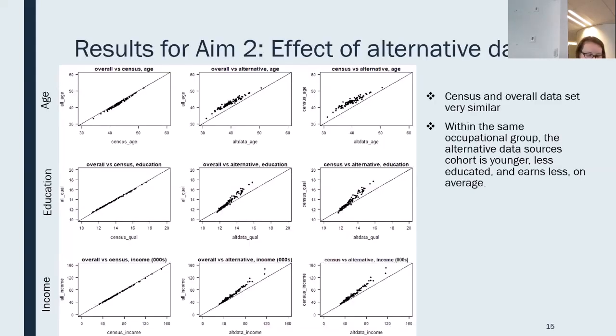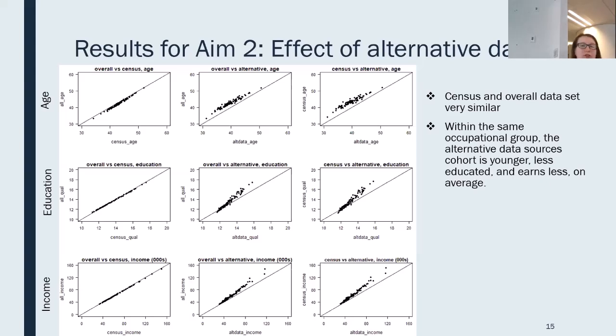So this graph compares the mean ages, education, and income levels for each occupational group across these three cohorts. The first column compares the mean values for the full dataset, which I have called the overall cohort, and the census cohort. The second column compares the overall cohort and alternative data sources cohort, and the final column compares the census and alternative data sources cohorts. We can see that the mean ages, incomes, and education levels for each occupational group are very similar for the census and the overall cohort. This is not surprising, as most records are classified into the census cohort.